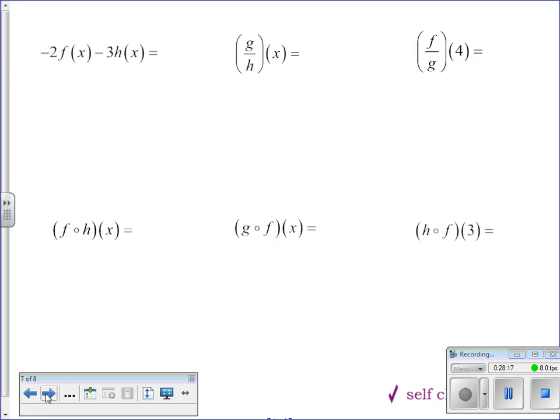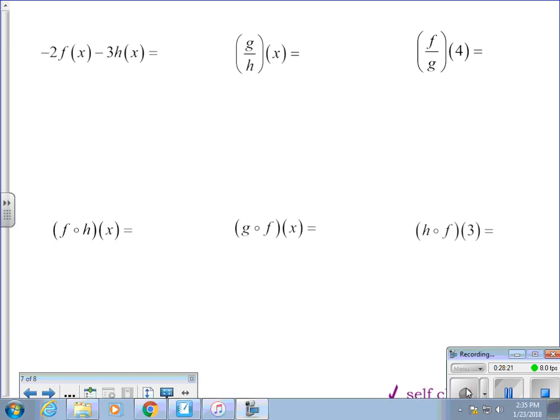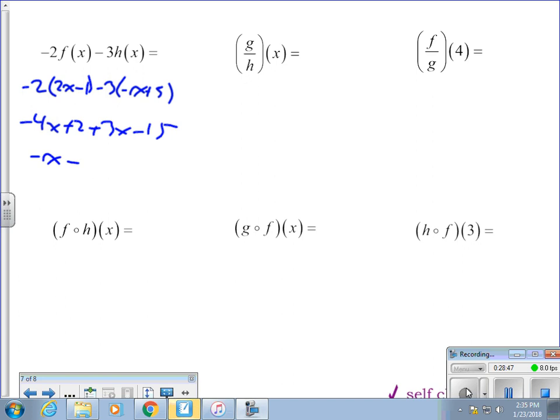Okay, do those 6. Everybody has this one done too, so let's do this. Negative 2 times f minus 3 times h. So it's negative 2 times 2x minus 1, minus 3 times negative x plus 5. So negative 4x plus 2 plus 3x minus 15, negative x minus 13.